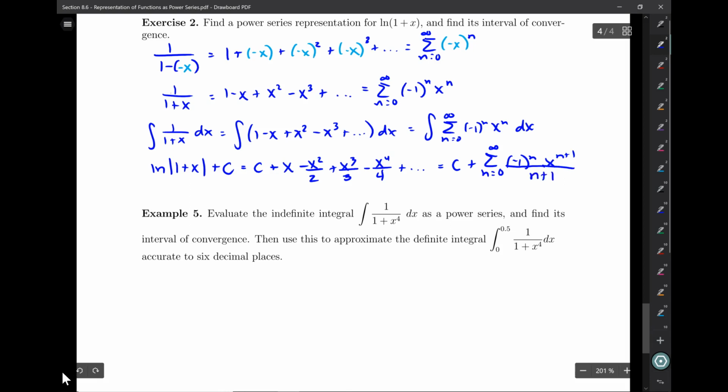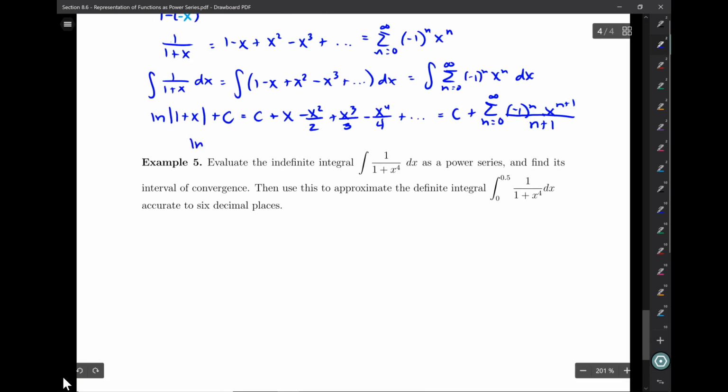There we go. Now if you just get rid of the c's on all the sides, then what we'd end up having is natural log of absolute value 1 plus x. You might be worried about the absolute values, but I'll get to that in just a second. And then actually let's just go ahead and write it in the closed form. So it'd be (-1)^n, x^(n+1) divided by n plus 1.